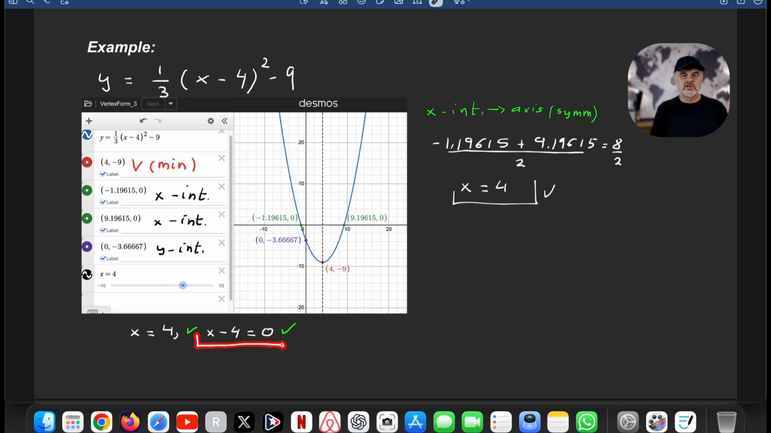So hopefully this makes sense now: what is the advantage of having a quadratic function in vertex form? It gives us the location of the vertex, the direction of the opening, and the axis of symmetry is immediately obtained from the equation.